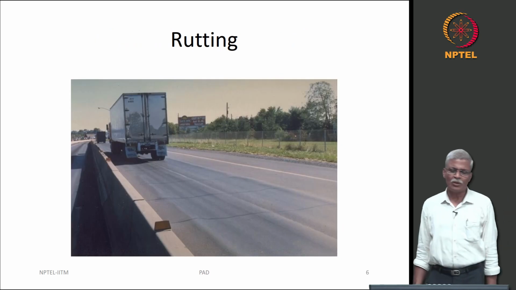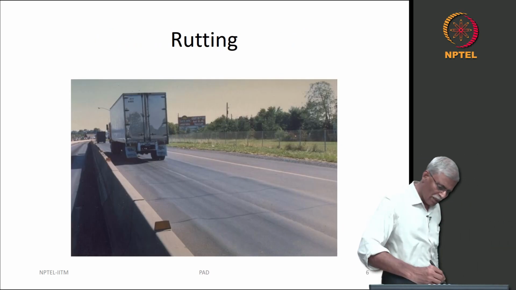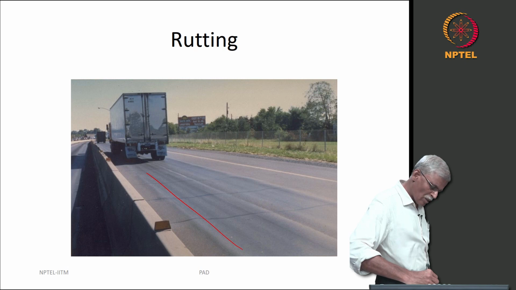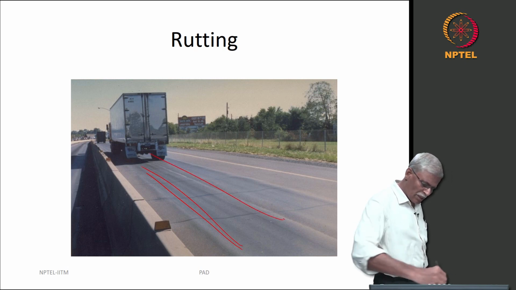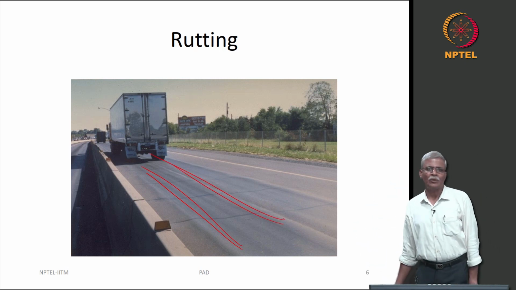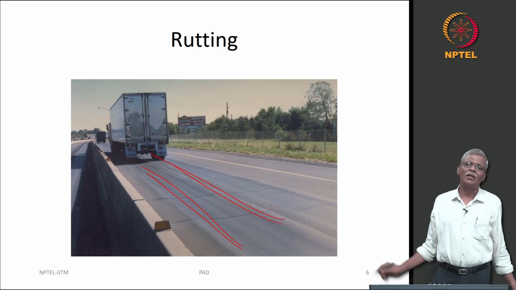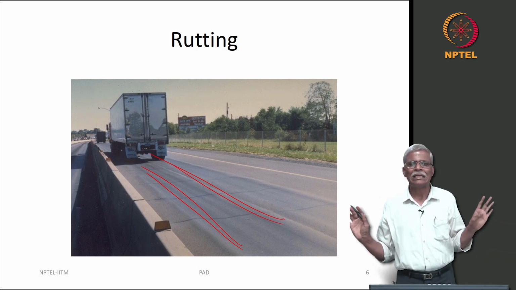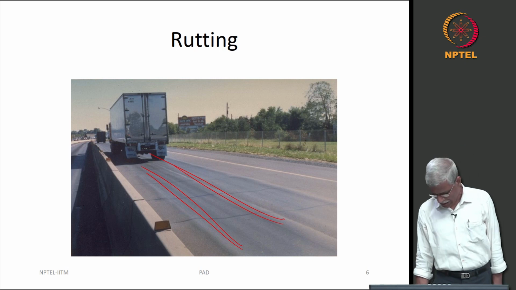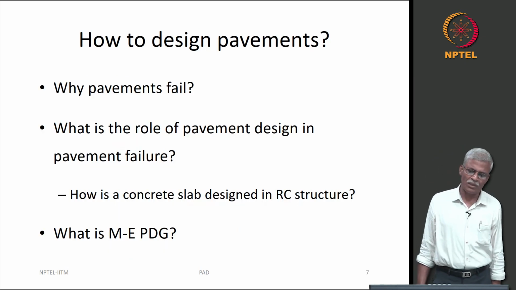The second thing that you are going to see is your rutting. This is your longitudinal depression in the wheel path that you are seeing. So, these are some of the most important structural deficiencies that we need to understand, okay.